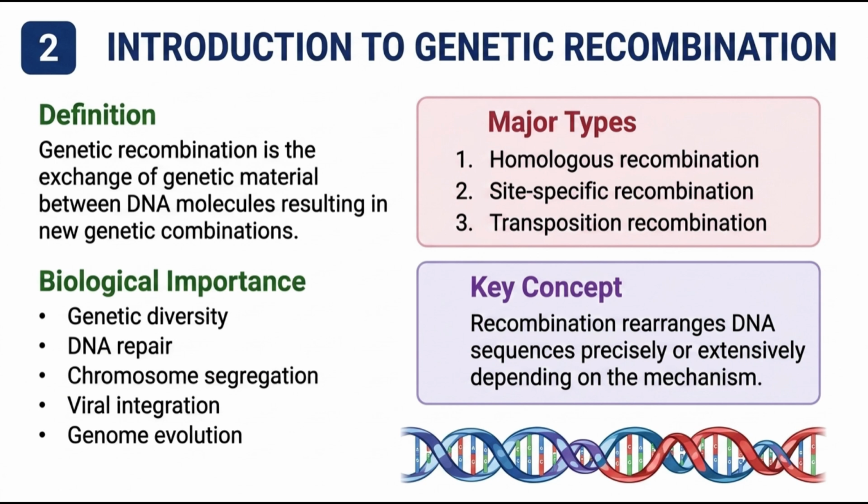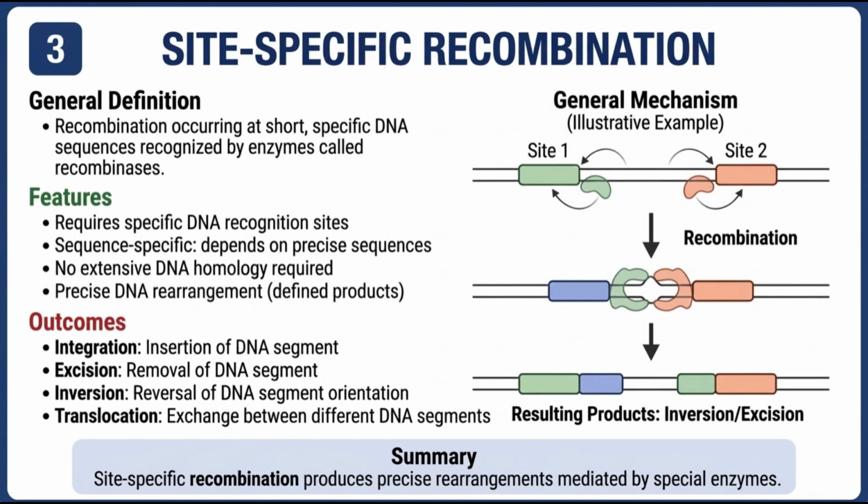There are three major types of recombination: homologous recombination, site-specific recombination, and transposition recombination. Homologous recombination requires extensive sequence homology. Site-specific recombination occurs only at short specific sequences recognized by recombinases. Transposition involves movement of mobile genetic elements. Depending on the mechanism, recombination may produce integration, inversion, deletion, or translocation.